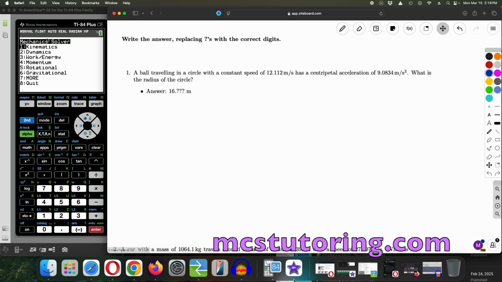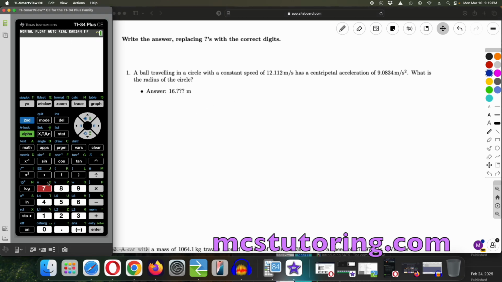Okay, so for those unfamiliar, this is the program available at mcsstudent.com, and we're going to go through this. A lot of these are centripetal motion, so we're going to go to 7, the More menu, and that's centripetal. Now, actually, let me do something first.